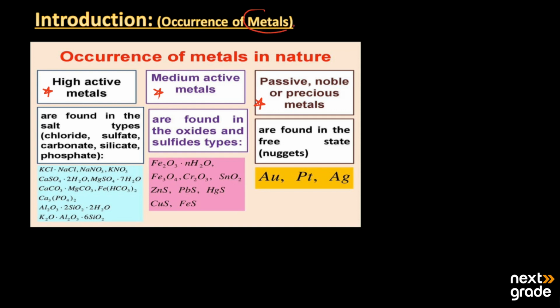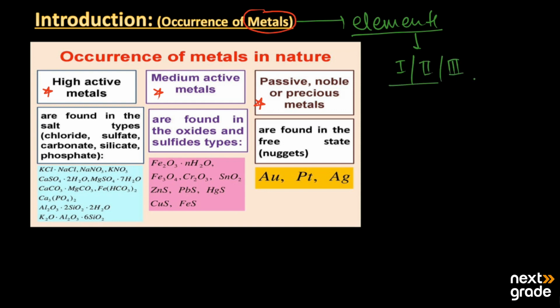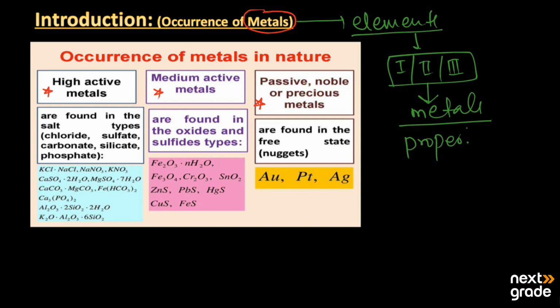Basically, you must know what metals are. These are the elements that are present in the periodic table as the group 1, group 2, and group 3A elements. These are known as metals, and they have been categorized as metals according to their different types of properties. So let's first discuss their occurrence.